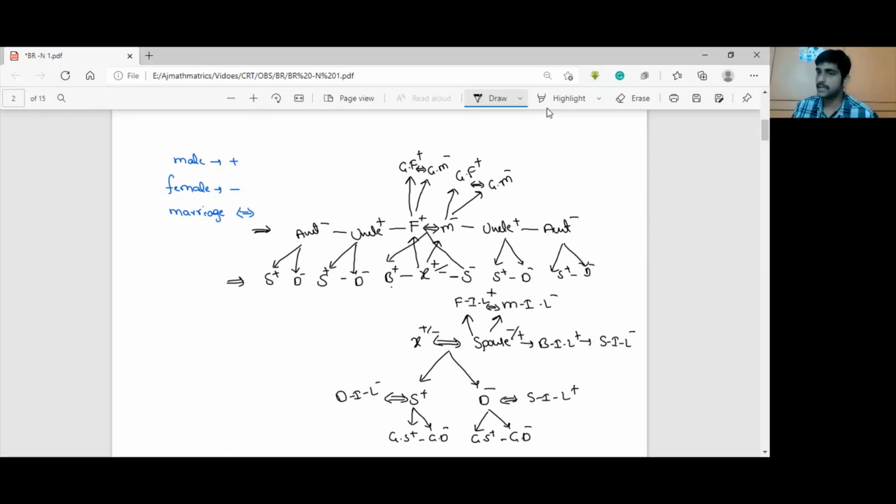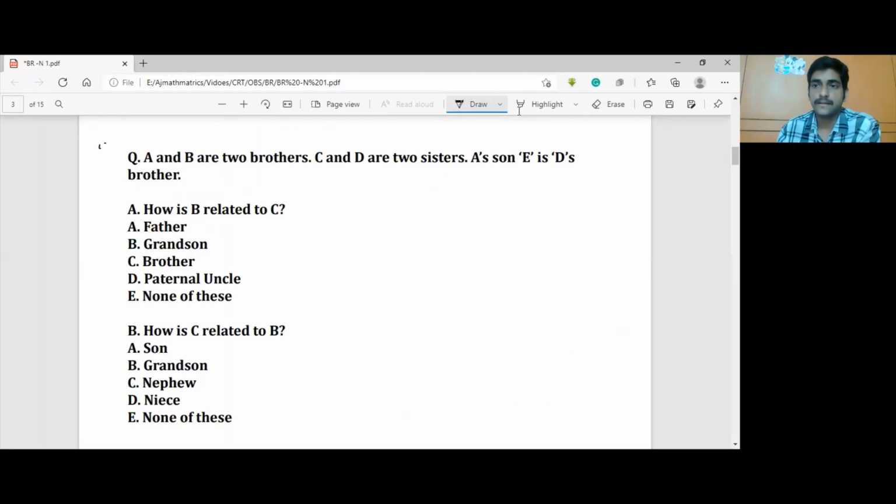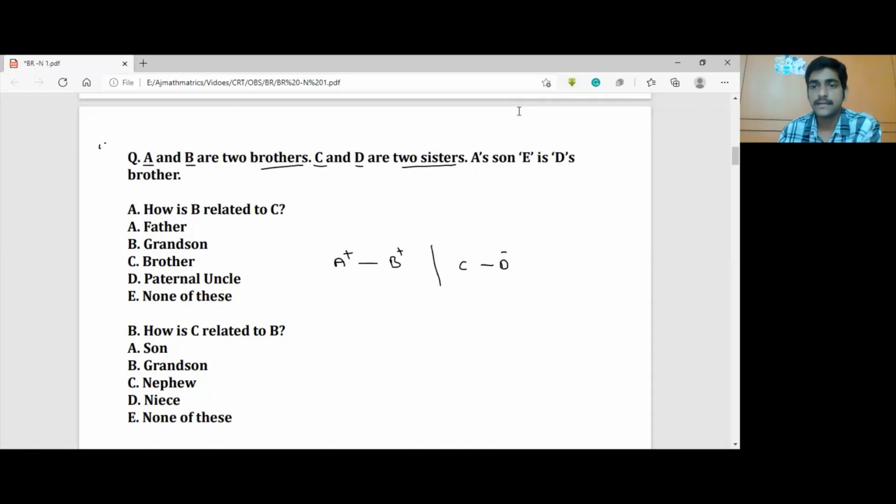Now let's get into the questions. Now let's solve this question. A and B are two brothers, it says, which means A and B are in the same generation. A and B are males and siblings to each other. Next, C and D are two sisters, it says. So C and D are in the same generation, blood related to each other, and siblings to each other.